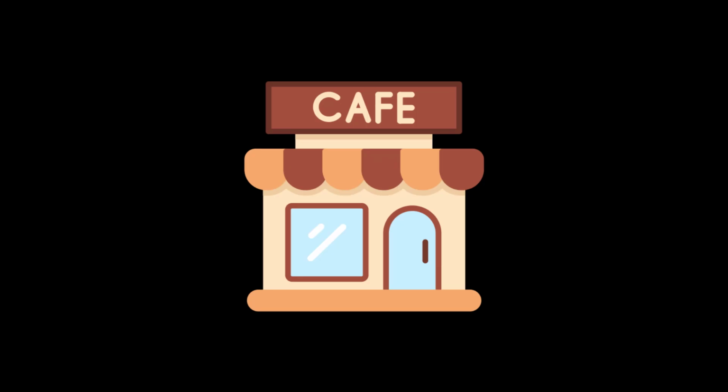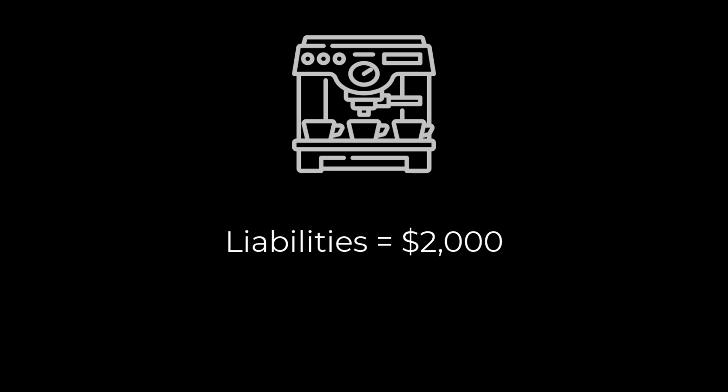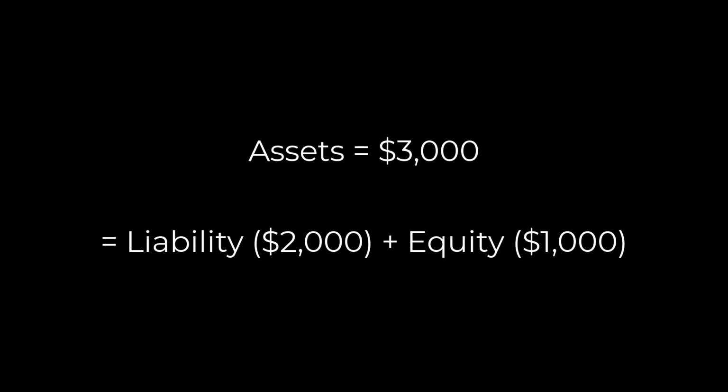Let's say you run a cafe. You are the owner and only shareholder. You want to buy a new coffee machine for $3,000. The coffee machine is an asset. To pay for the coffee machine, you borrow $2,000 from your brother and put up $1,000 yourself. The liabilities would be $2,000 and your equity would be $1,000. The asset, worth $3,000, is equal to the liability, worth $2,000, plus the equity, worth $1,000.